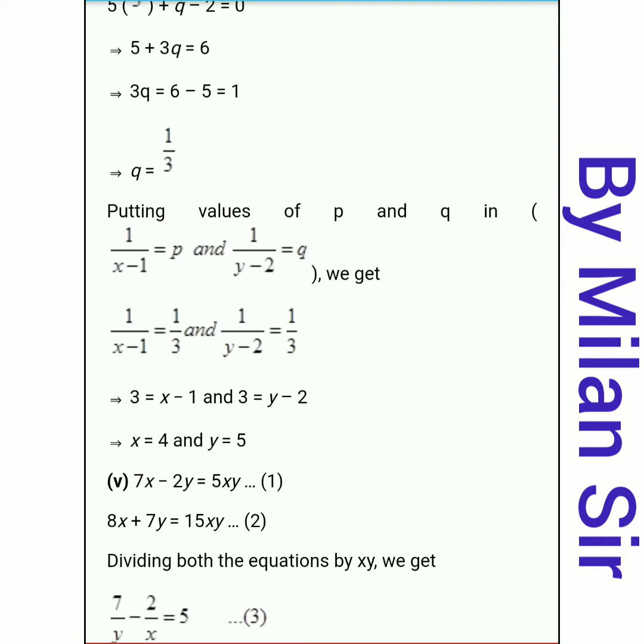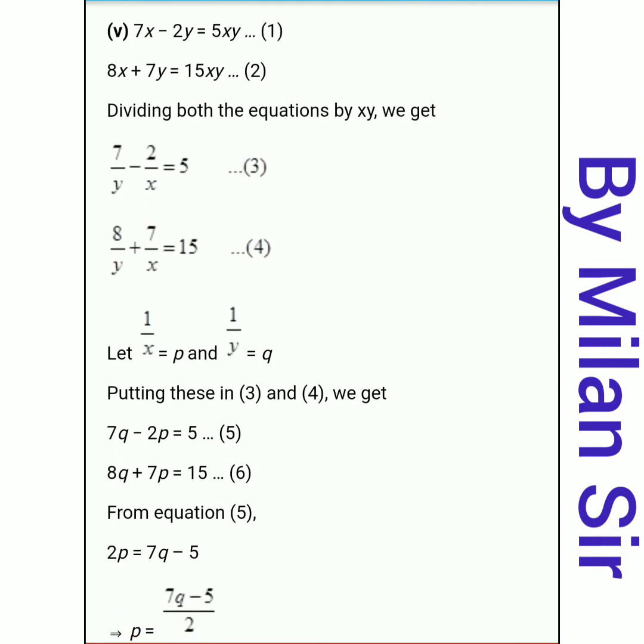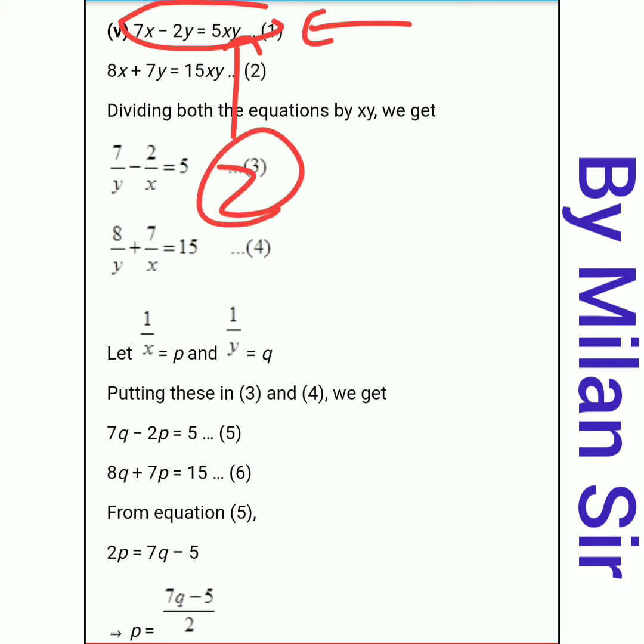Okay, then question number 5. First equation is 7x minus 2y is equal to 5xy, and second equation 8x plus 7y is equal to 15xy. So again this is not a linear equation because on the right hand side the degree is equal to 2, because x has one exponent and y has one exponent, so total exponent is 2. So the degree of the polynomial, that means the highest power of the variable, is 2. So this is not a linear equation.